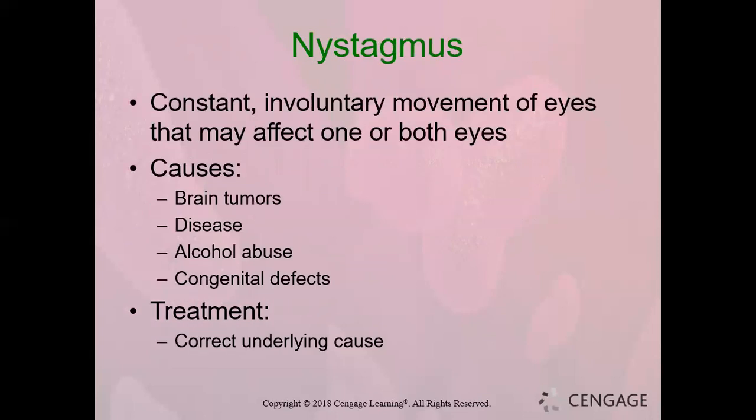Nystagmus is a constant involuntary movement of the eyes that can affect one or both eyes. This is caused by brain tumors, different diseases, alcohol misuse, congenital defects, and they're going to treat it by treating whatever one of those causes is.